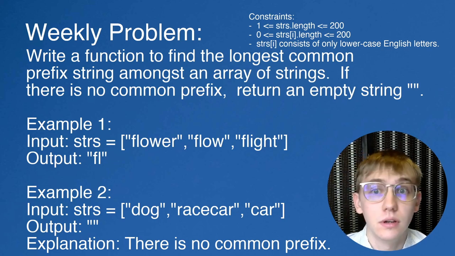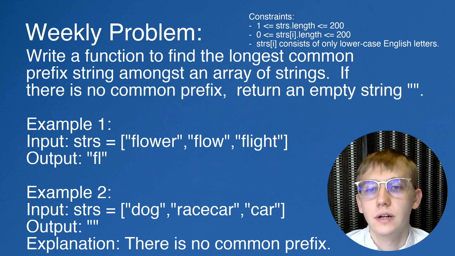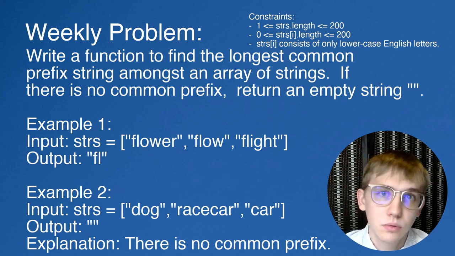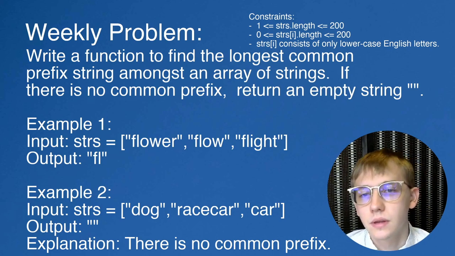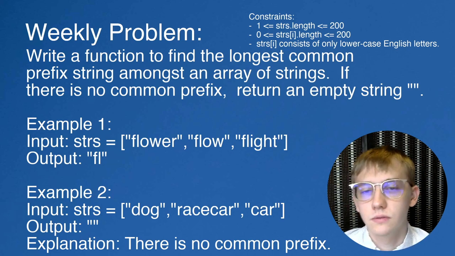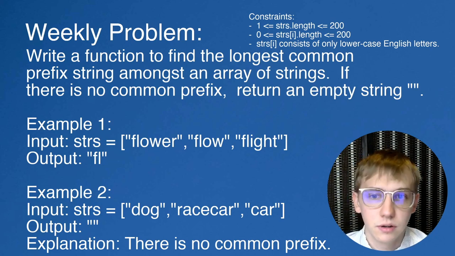And so we'll go to the first example. The input, strs, is equal to flower, flow, and flight. The output would be "fl", because flower, flow, and flight all start with "fl". And if you look over at flower and flow, they also have "o"s that are common prefixes, but flight does not, so it ends there and we return "fl".